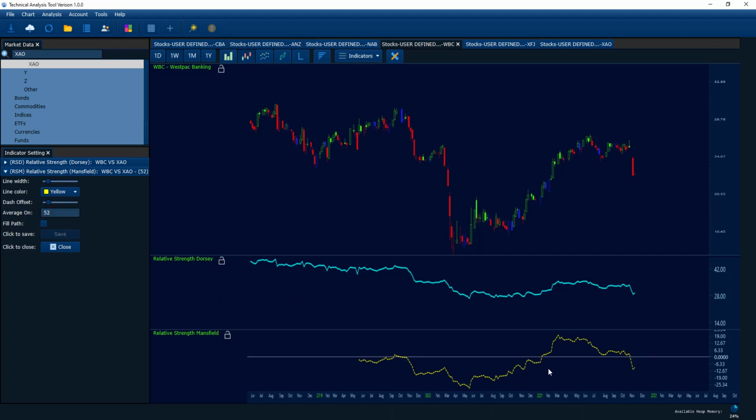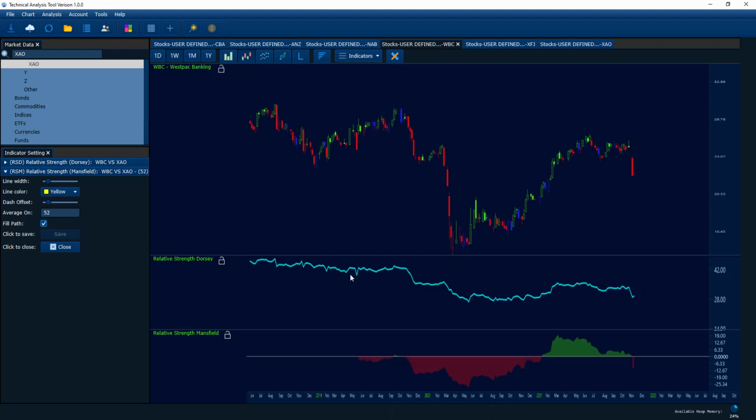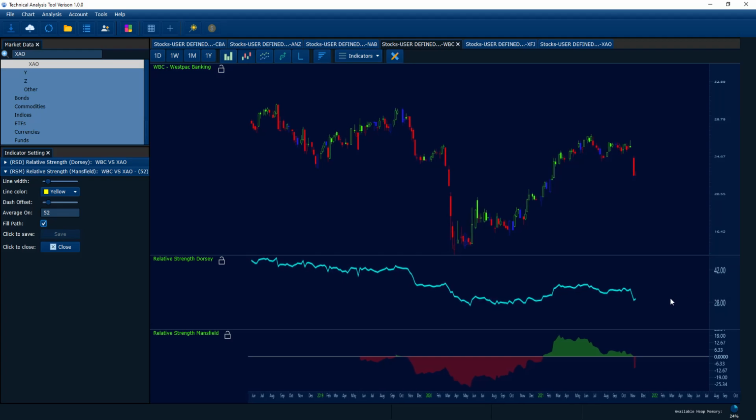Okay, so that's it. Basically, what I'm explaining is how to get the information from the indicators. I think the Mansfield is used much more often than the RSD, and it also is much easier to use. So from now on in the tutorial, I'm going to focus on the RSM. But meanwhile, I'm going to open the RSD as well, just in case sometimes I explain things in RSD.